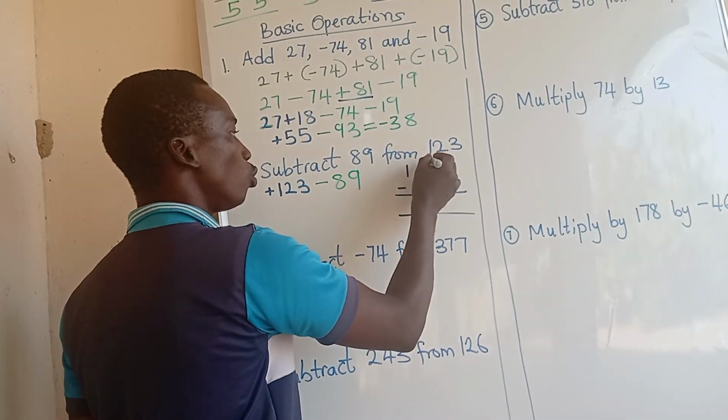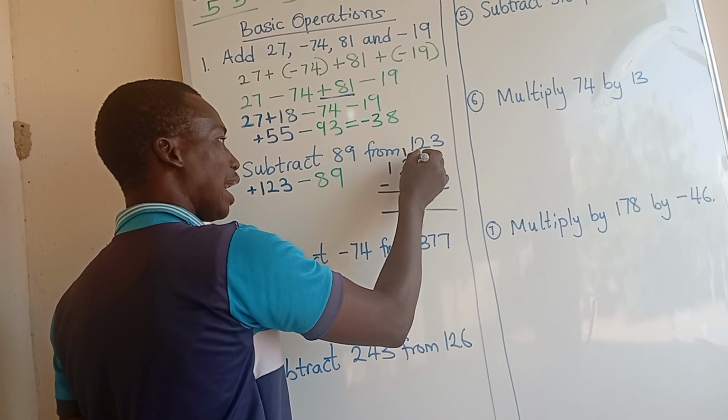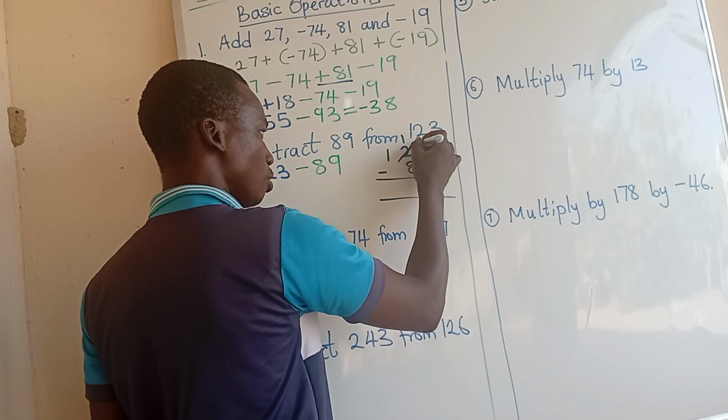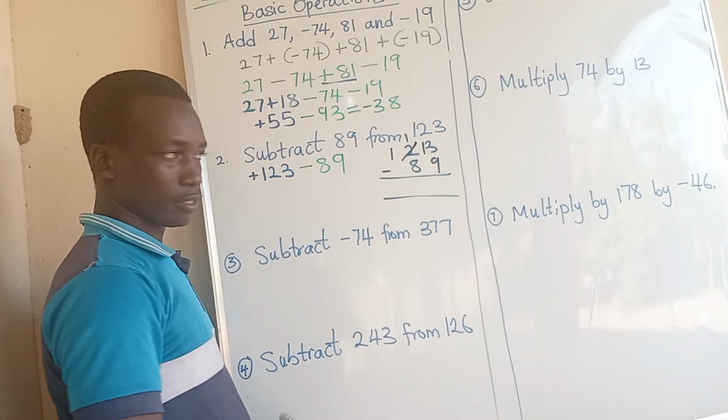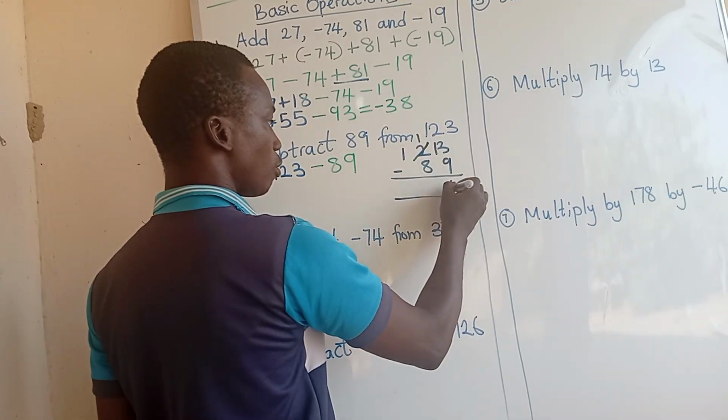We come to these two, we borrow 1 from here, we'll be left with 1, and that one that we borrow, by the time it comes here, it becomes 10, and then this number changes to 13. Then we can now say 13 minus 9, which is going to give us 4.